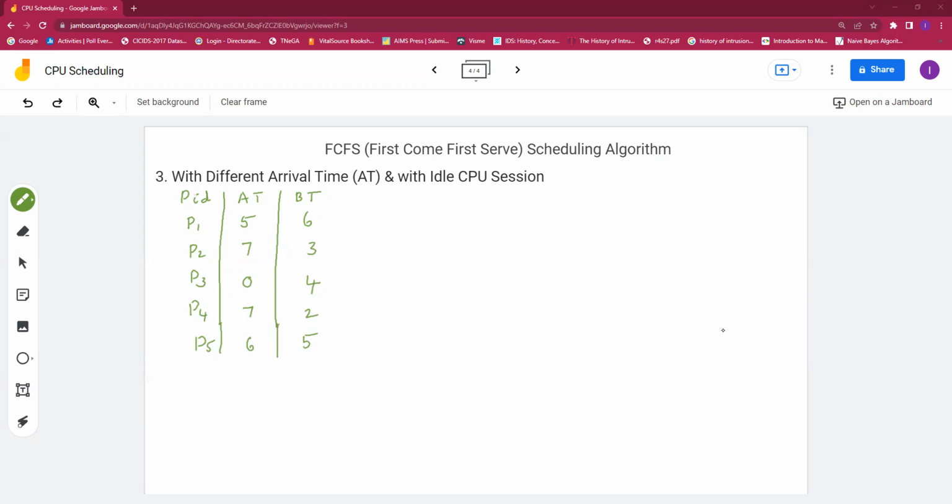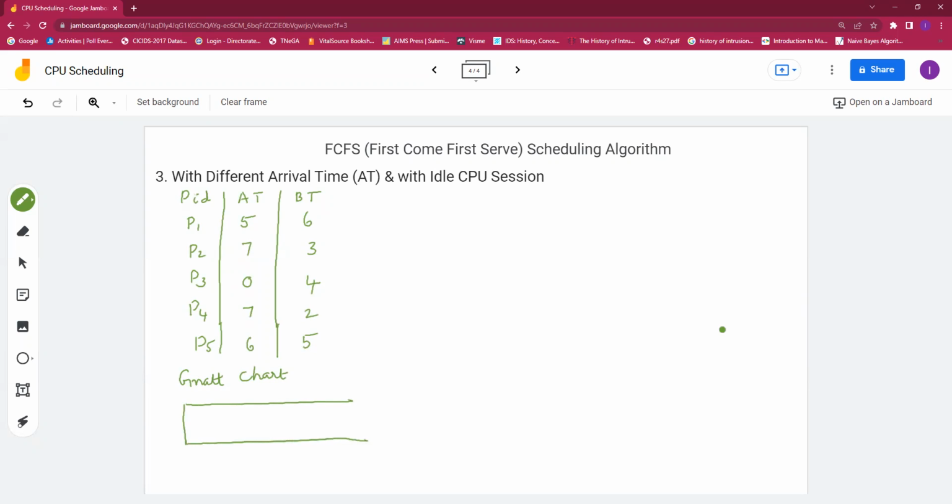So first, they have given the set of processes, and each and every process has an arrival time and a burst time. Once this is given to you, the first step you need to do is the construction of the Gantt chart. So first I'm going to construct the Gantt chart for this particular set of processes.